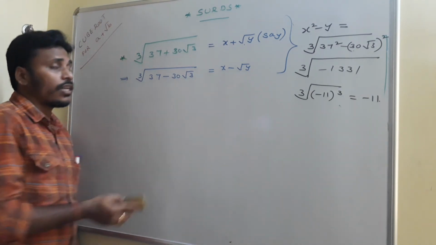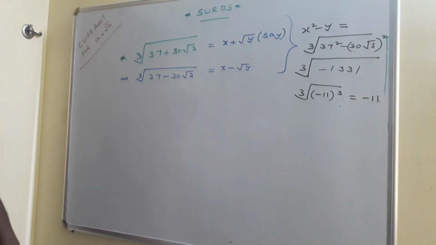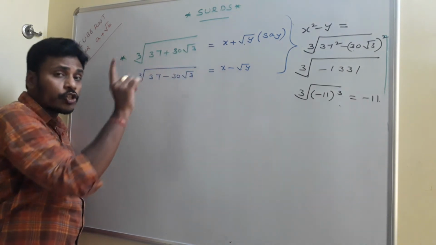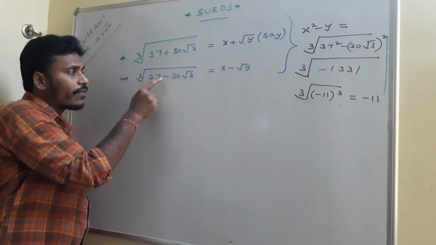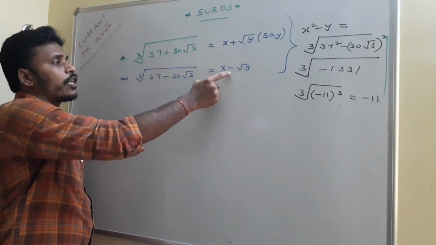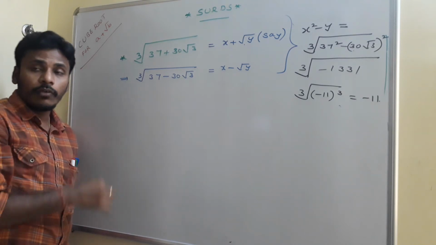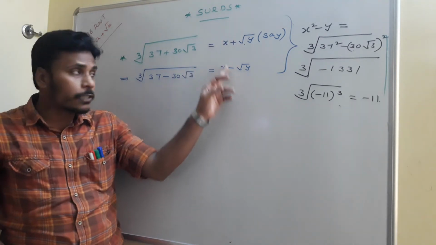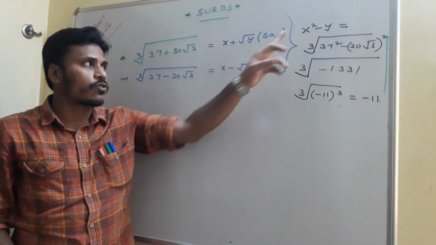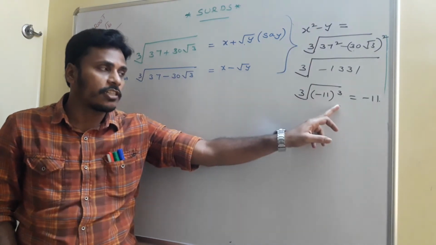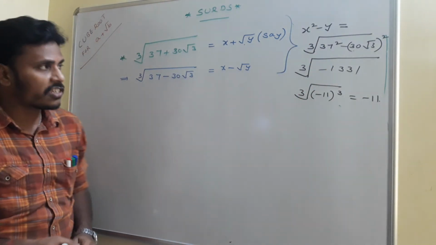As a procedure, you just assume its value as x plus root y. If it is x plus root y, then surely this 37 minus 30 root 3 will have x minus root y as its cube root. Now, if you multiply these two, x plus root y into x minus root y is x square minus y, and its simplification is minus 11. This is one relation in my hands.